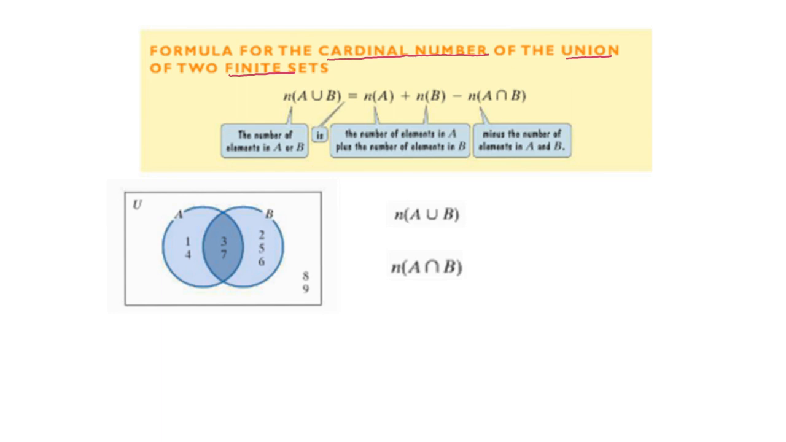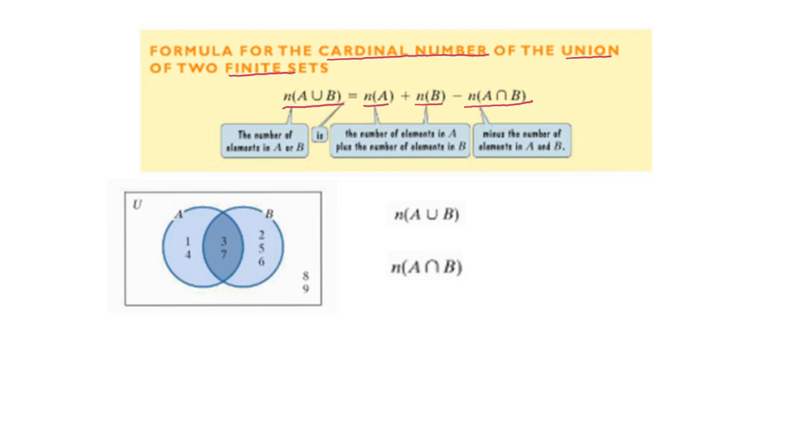So the formal definition for this is the cardinality of A union B. The cardinality, the number of elements in A united with B, is equal to the cardinality of A plus the cardinality of B minus the cardinality of A intersect B, or the region where they overlap, the intersection.